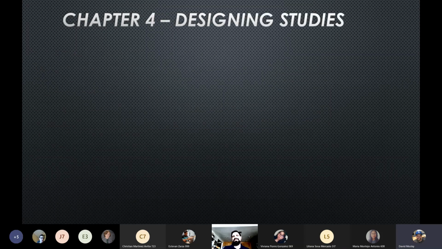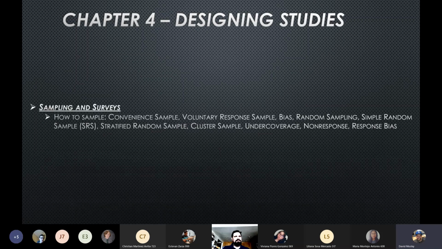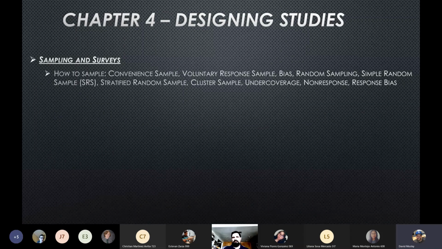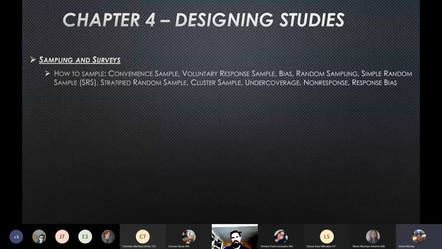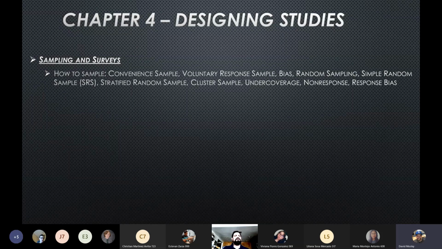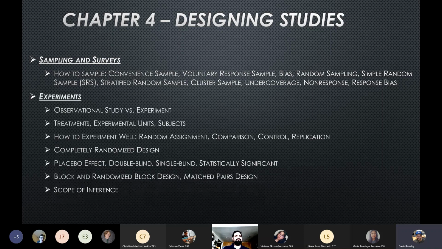So starting in chapter 4 was designing studies. We have sampling and surveys. We need to learn how to sample. We can use convenience samples or voluntary response samples, but those usually result in some form of bias. What's better to do is a random sampling, which we can do as a simple random sample, which we refer to as an SRS, and that happens quite often in this course. We have a stratified random sample, a cluster sample. Some forms of bias that we were exposed to were undercoverage, non-response, and different types of response biases.